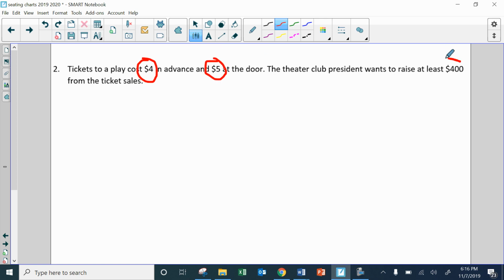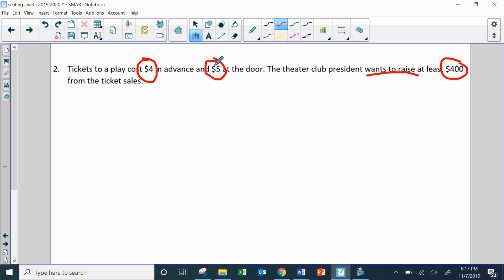We also know that this $400 represents our goal, not our budget in this case, because we want to raise $400. So we're not limited, we want to make at least $400 or more. So it's a goal, just like we did in the t-shirt and keychain example. So we have a goal of $400.